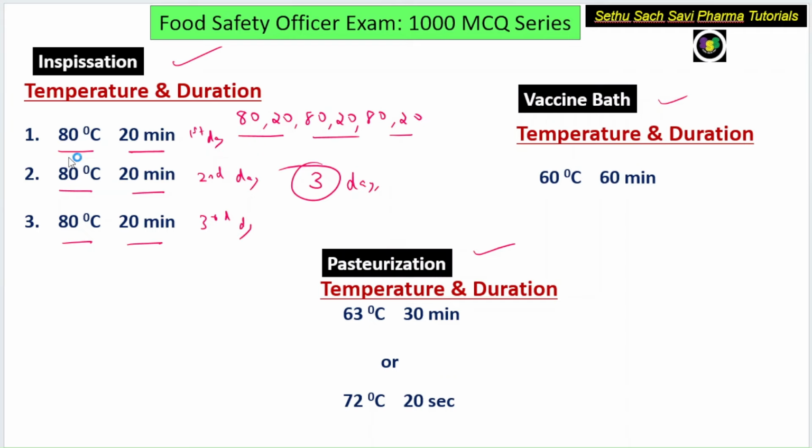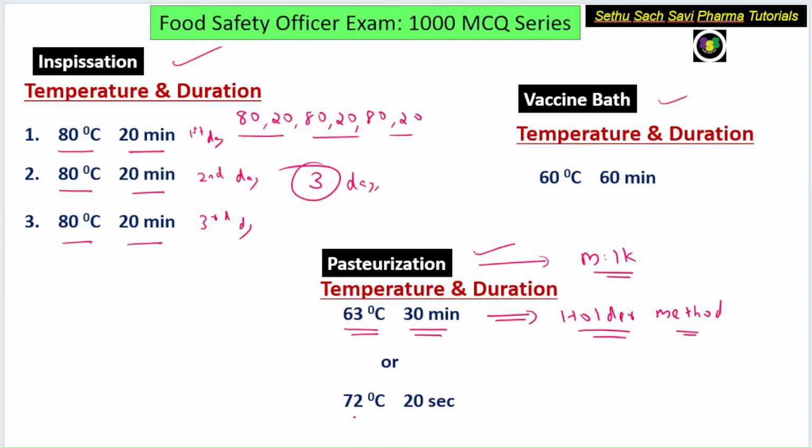Now coming to pasteurization. Pasteurization also is an example for moist heat sterilization at less than 100 degrees Celsius. Normally pasteurization is done for milk. You all know that it is done for milk. Now, what is the temperature and duration? Normally it can be done at 63 degrees Celsius for 30 minutes, and this method is called the Holder method. So pasteurization using the Holder method: the temperature is 63 degrees Celsius for 30 minutes.